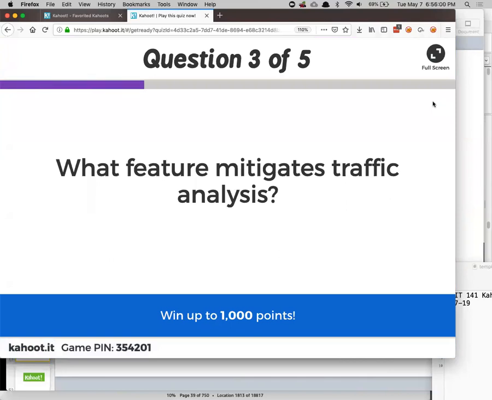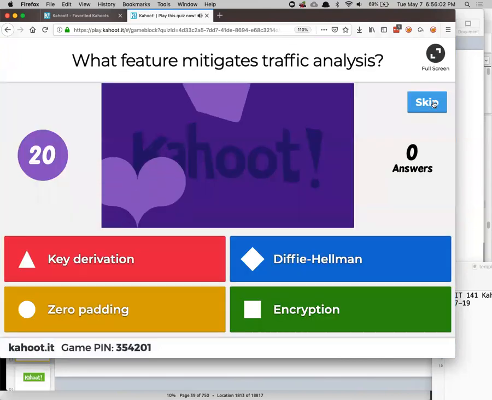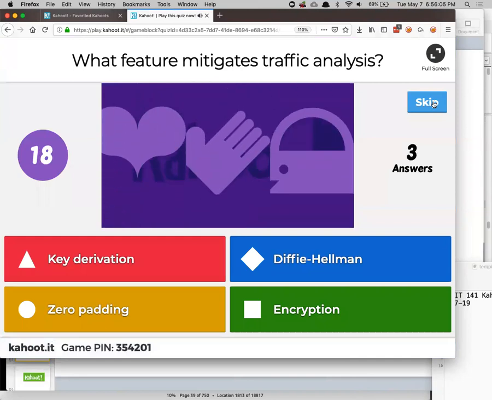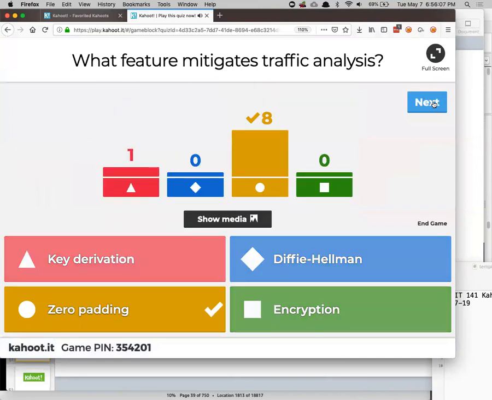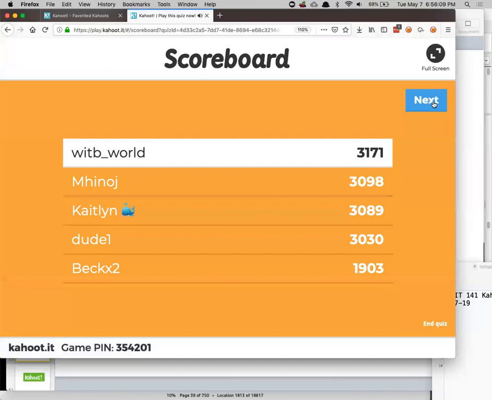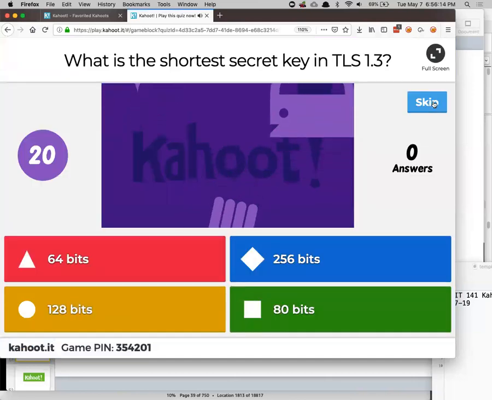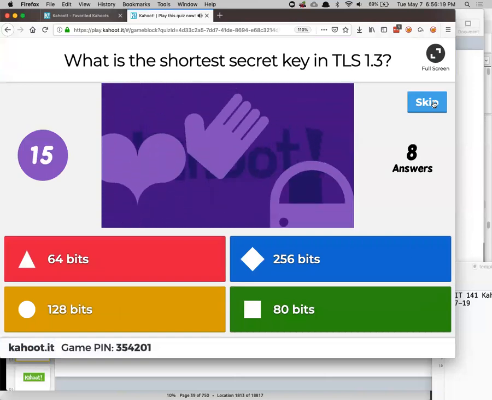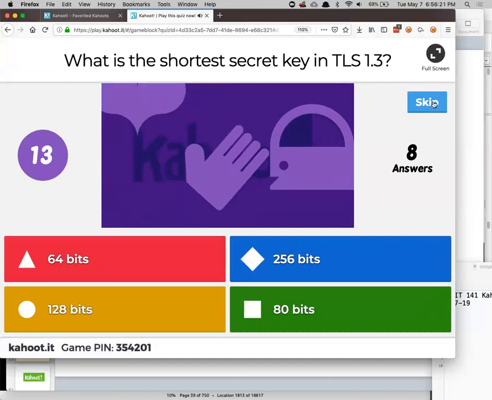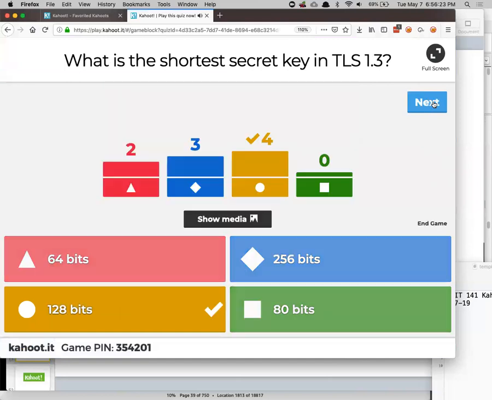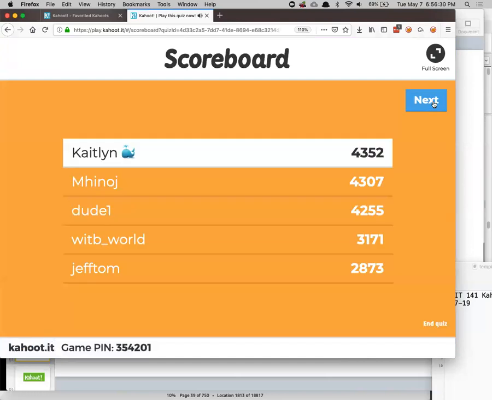So which feature mitigates traffic analysis? Padding, of course. All right. What's the shortest secret key in TLS 1.3? Okay, 128, which is, of course, the minimum recommended these days. 128 bits is what you should have. Nothing shorter than that should really be used much anymore.